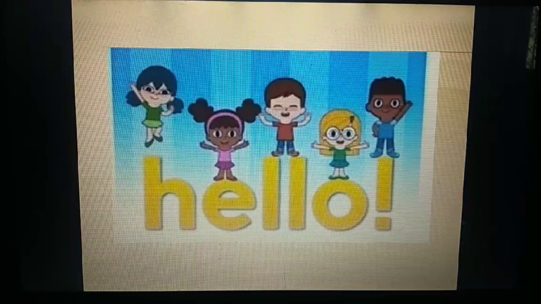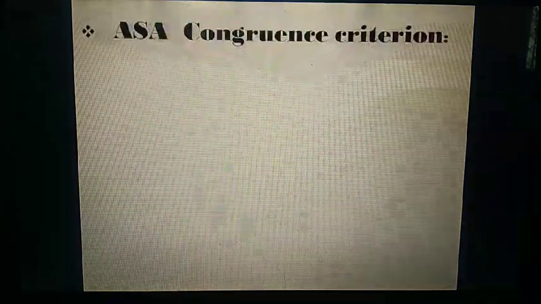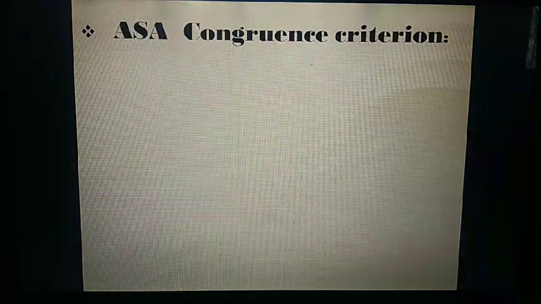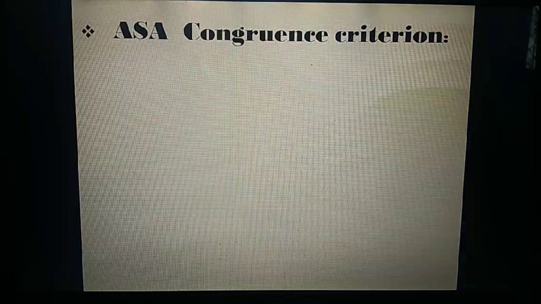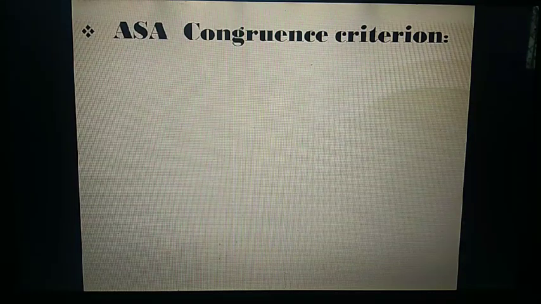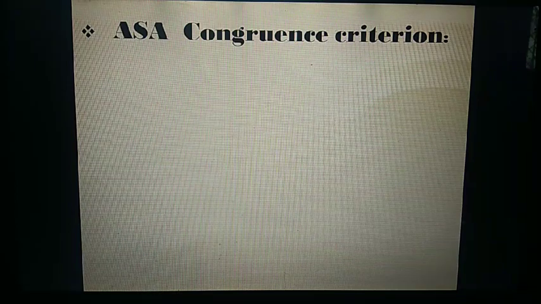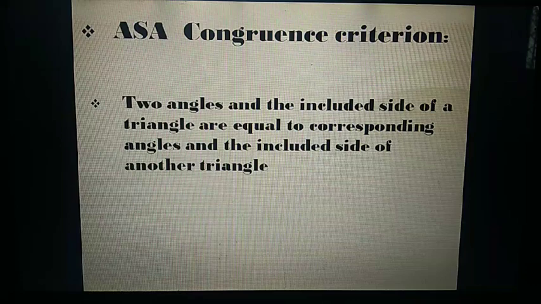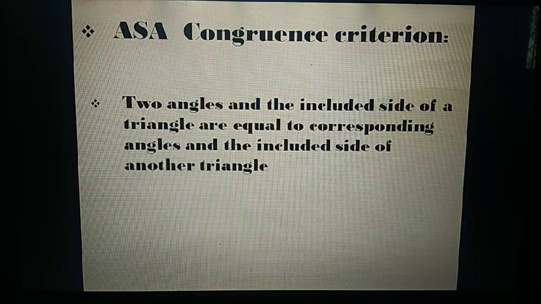Today in this video I will explain the ASA congruence criterion. This is the third property that we will use to check whether triangles are congruent or not. As per this congruence criterion, two triangles are said to be congruent if two angles and the included side of a triangle are equal to the corresponding angles and the included side of another triangle.